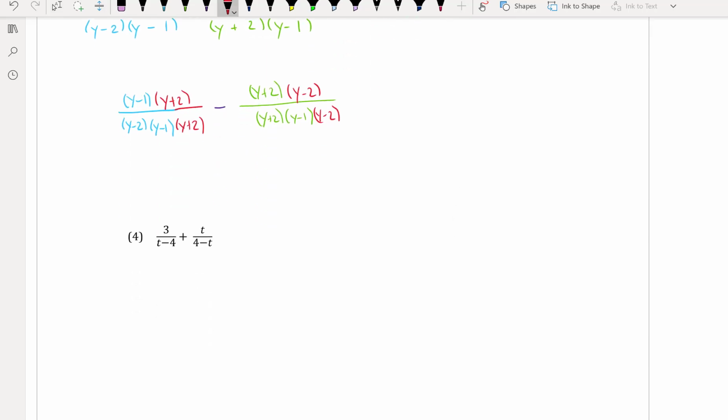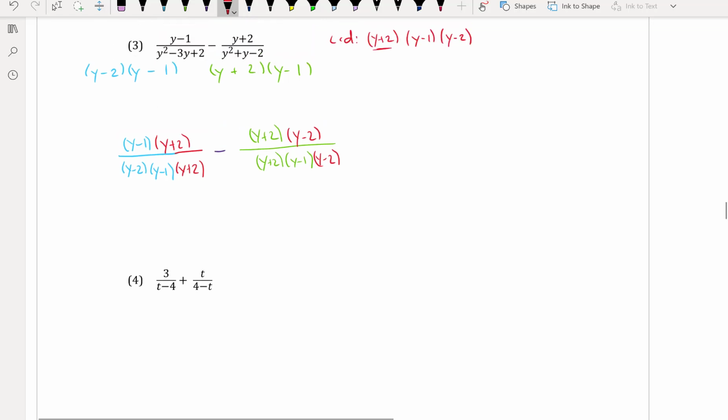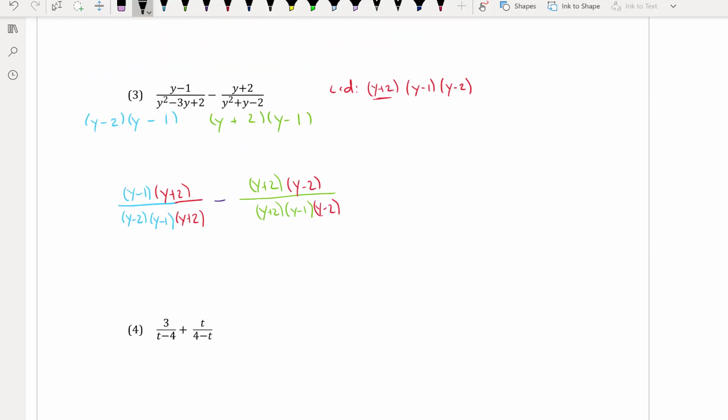So in the numerator, I'm going to multiply that out. So maybe I'll write that over here. So multiply and combine numerator, leave denominator factored.